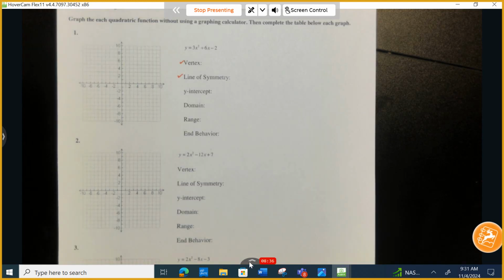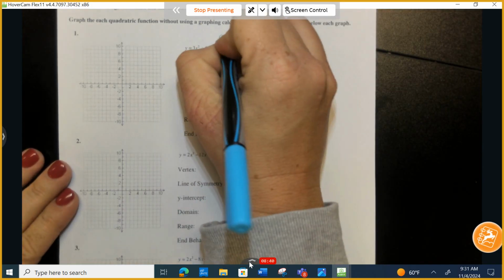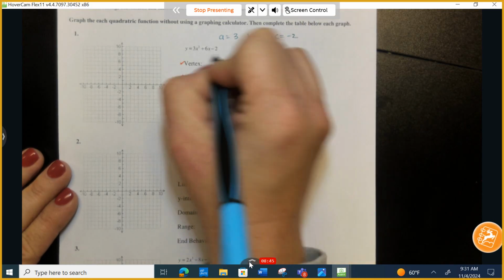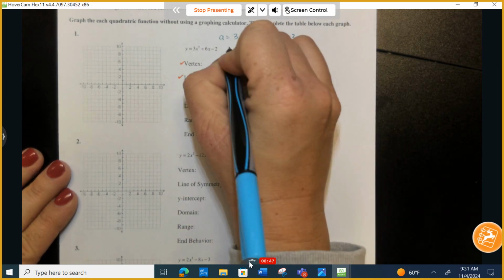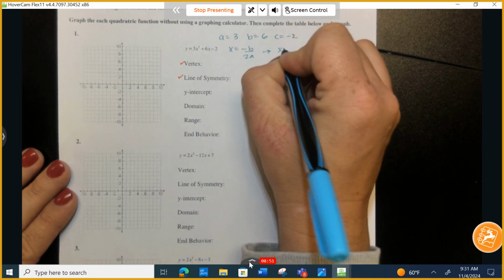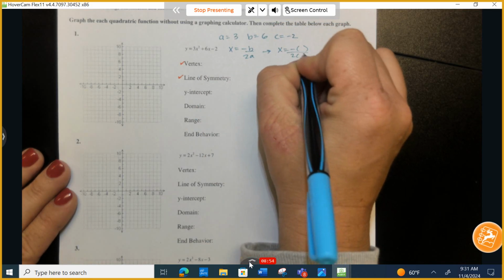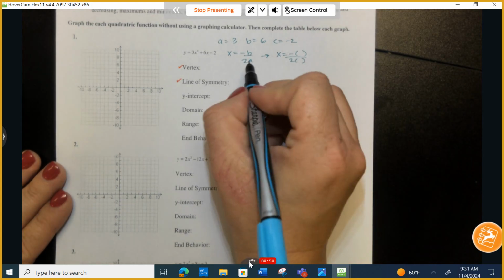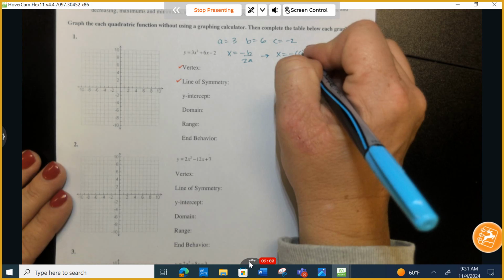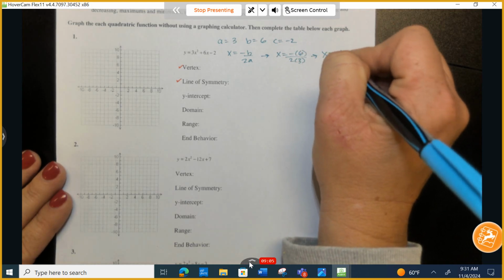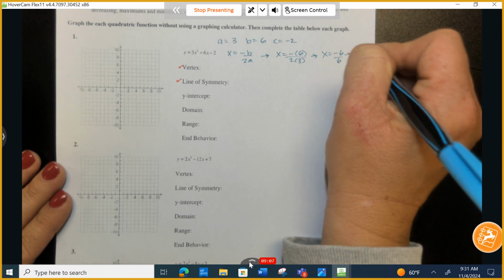So I'm going to start with just identifying the vertex and the line of symmetry. My A value is 3, the B value is positive 6, and the C value is negative 2. Both of these will require the equation x equals negative b over 2a. I always suggest putting parentheses where you're going to drop in those values. It helps to prevent mistakes. So my b value is positive 6, my a value is 3. I end up with x equals negative 6 over 6, which reduces to x equals negative 1.